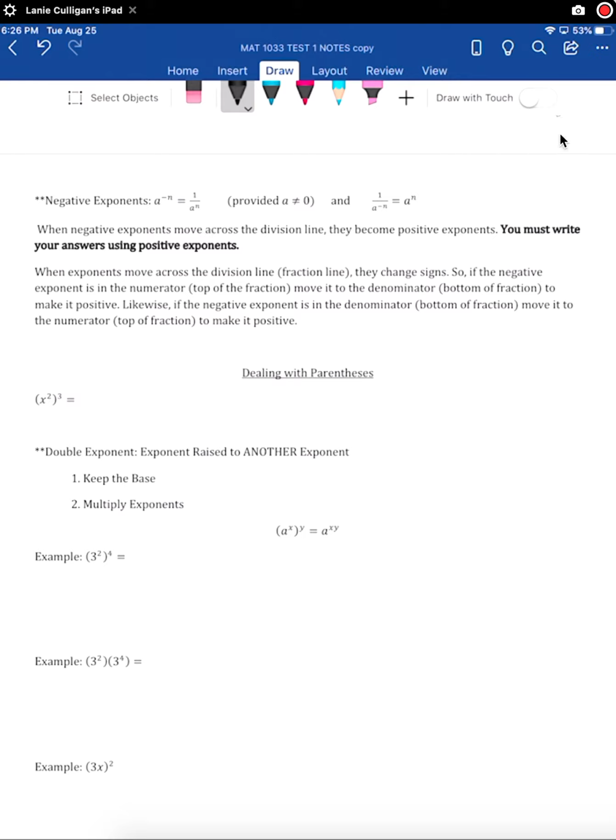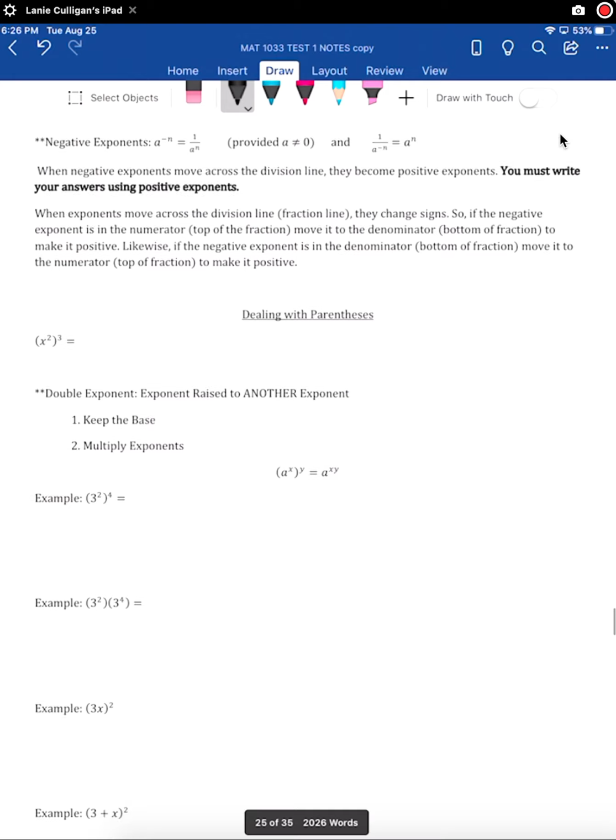When writing negative exponents, they move across the division line or across the fraction bar to become positive. We have to write our answer using only positive exponents. So when exponents move across the division line or the fraction line, they change signs. If it's a negative exponent on the top, it's going to move to the bottom to make it positive. And likewise, if the negative exponent is on the denominator on the bottom, we're going to move it to the top, to the numerator, to make it positive. And we'll see some examples of that in 1 second.